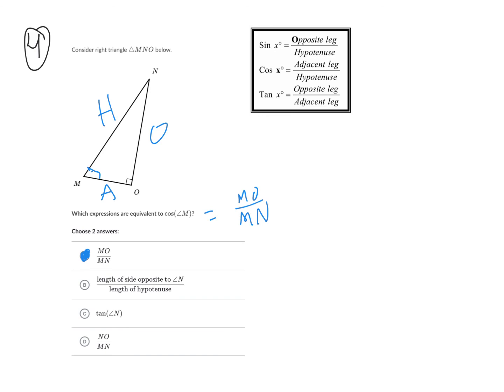And we need to figure out which one of these others also equal MO over MN. Let's just try B. Well, we know it's not going to be this one, by the way. And honestly, we know it's not tangent either, because tangent doesn't use the hypotenuse, and we need the hypotenuse. So really our only option is this one, but we can double check it. If I look at angle N here, opposite over hypotenuse, its opposite side is MO over hypotenuse MN.